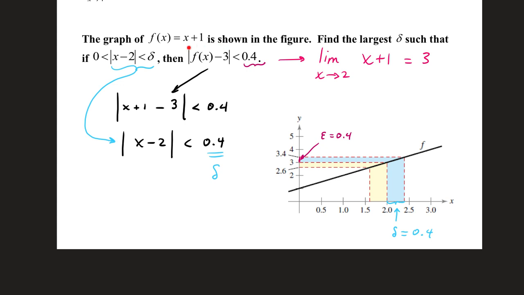Probably the easiest way to show that is to replace f of x with your function value x plus 1, subtract 3, and you've recreated your original compound inequality. The absolute value of x minus 2 is less than delta, and here it's less than 0.4. That's your delta value. So delta is the gap between your x value and the discrepancy created by your epsilon.